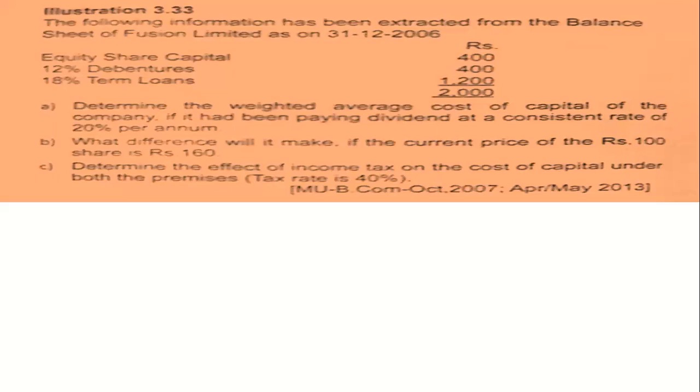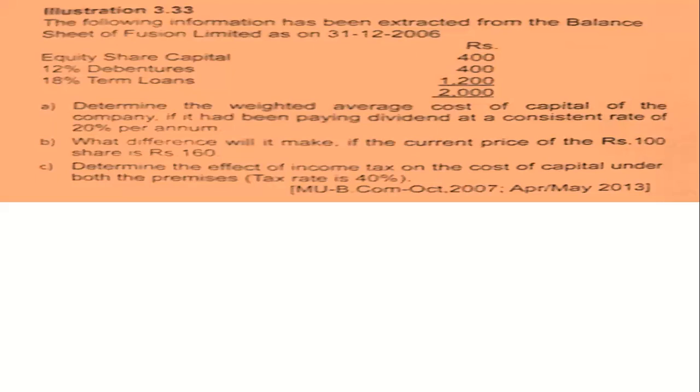Here we are supposed to solve this problem under all the three premises. Now first we have to calculate the cost of equity, cost of debt, and cost of loan separately, because in the problem they have given the amount of equity share capital, debentures, and loan. But they have not given the cost of each source of capital. So first, we have to calculate the cost of each source to the company.